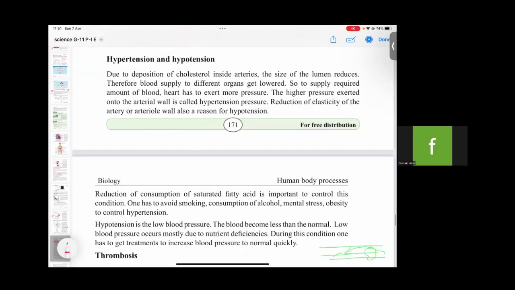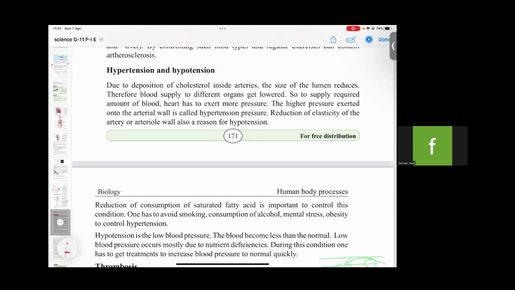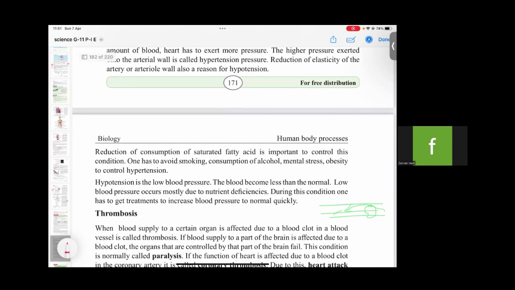Then, very easily, hypertension means high blood pressure, hypotension means low blood pressure. It is also because of the deposition of cholesterol inside the arteries, where the lumen will get reduced. Therefore, the heart will try hard to pump the blood, so there will be hypertension. And also in some cases, there will be reduction of the elasticity of the artery, so it will lead to hypotension. So you have to reduce the consumption of so and so. You can just go through this.